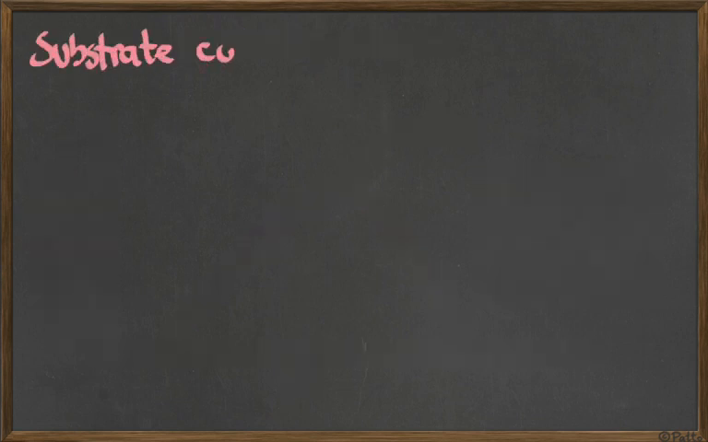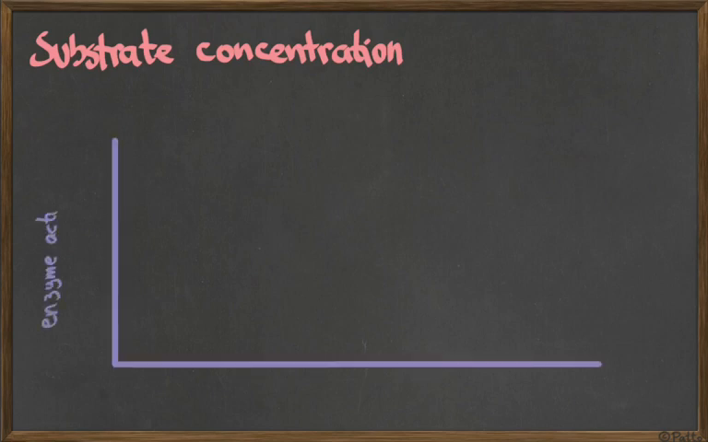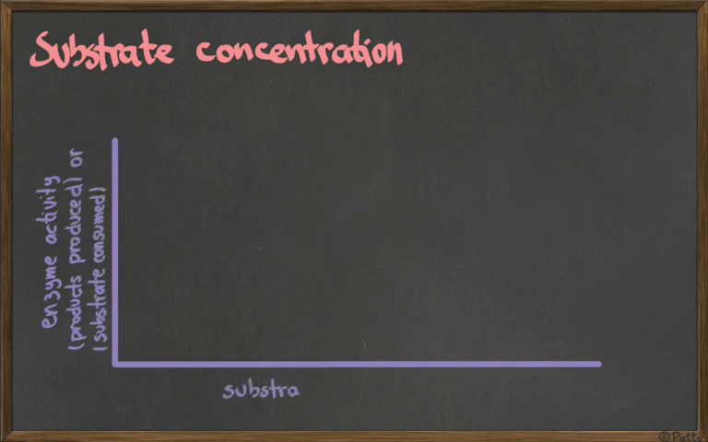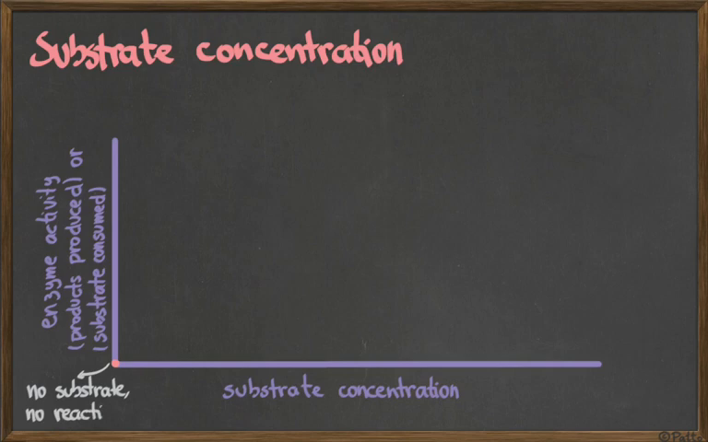Okay. Now, something that we didn't see about proteins, which is the substrate concentration. If you have no substrate, you're going to have no enzyme reaction, because enzyme activity is the product produced or the substrate consumed. If you have no substrate, can you have any chemical reaction? And if your answer was no, you're right. No substrate, no chemical reaction. So it starts at the origin, at the bottom.